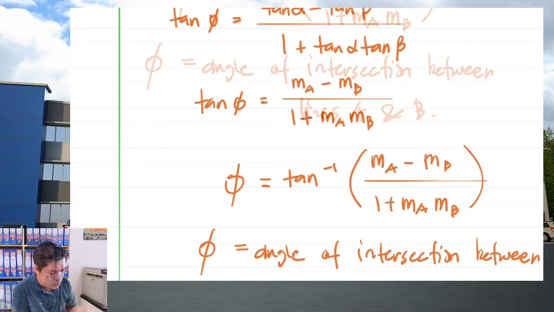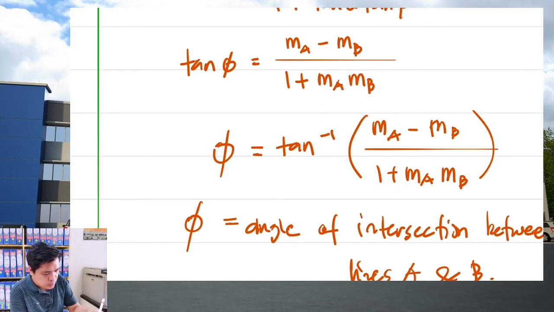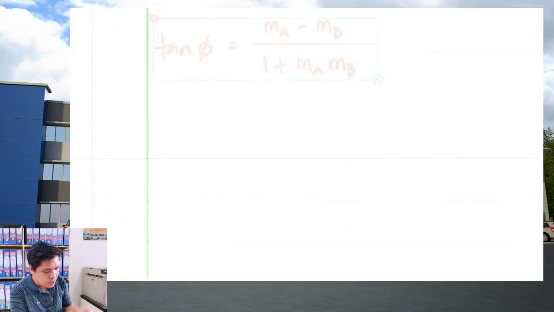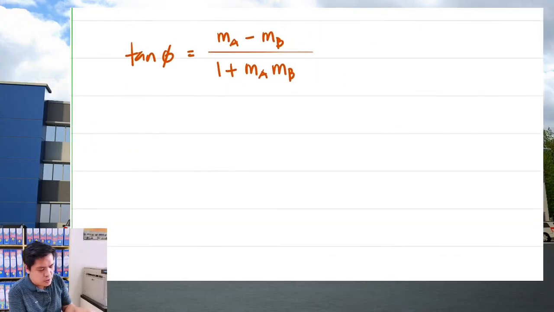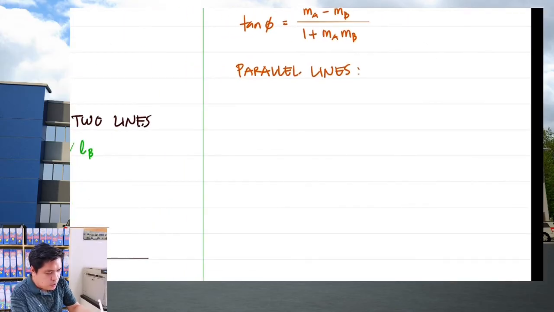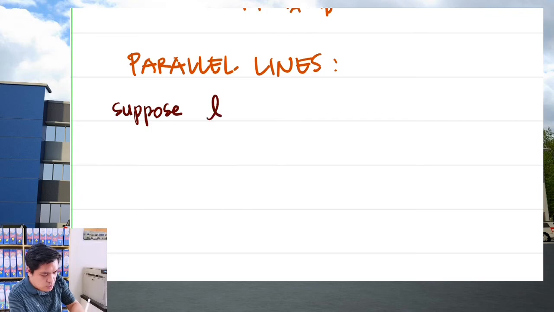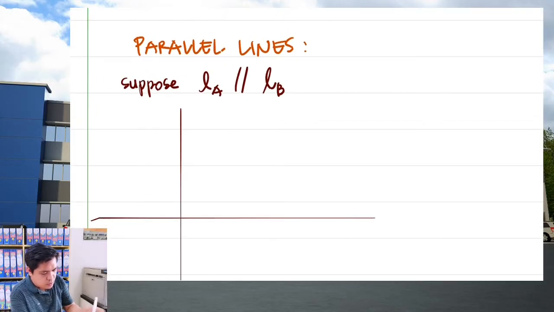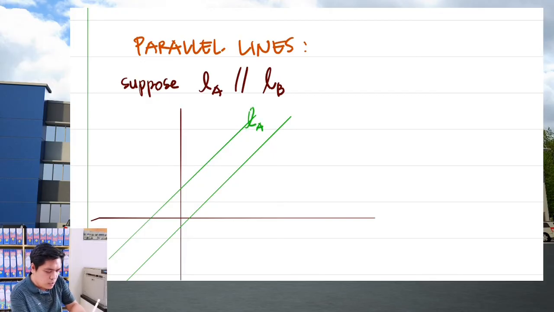Now, let me copy this equation again. Let us now investigate the relationship of parallel and perpendicular lines. So let's start with parallel lines. Suppose line A and line B are parallel. Suppose line A is parallel to line B. So what does that mean? Parallel lines. So let's say ito siya. Ayan. So line A, let's say ito yung line A. Tapos ito yung line B.